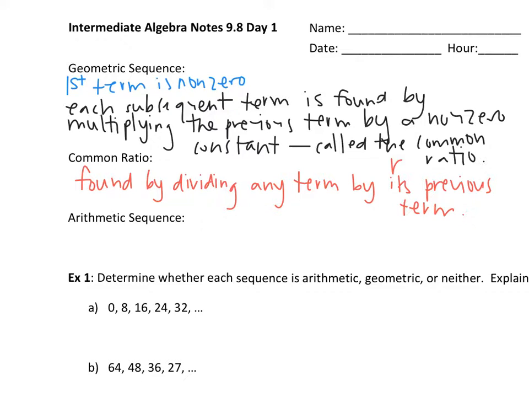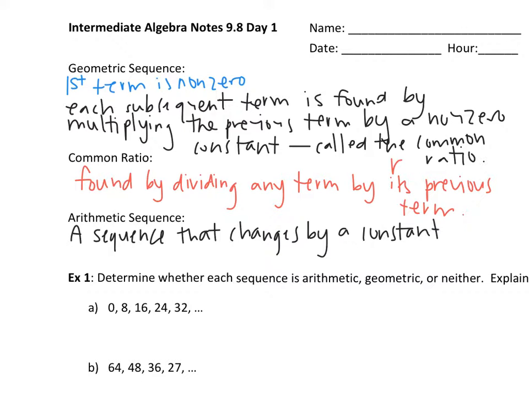An arithmetic sequence is a sequence that changes by a constant common difference. So instead of, for a geometric sequence, when we multiply to get from term to term, arithmetic means we are adding or subtracting, or finding a common difference between the terms. So a sequence that changes by a constant common difference.